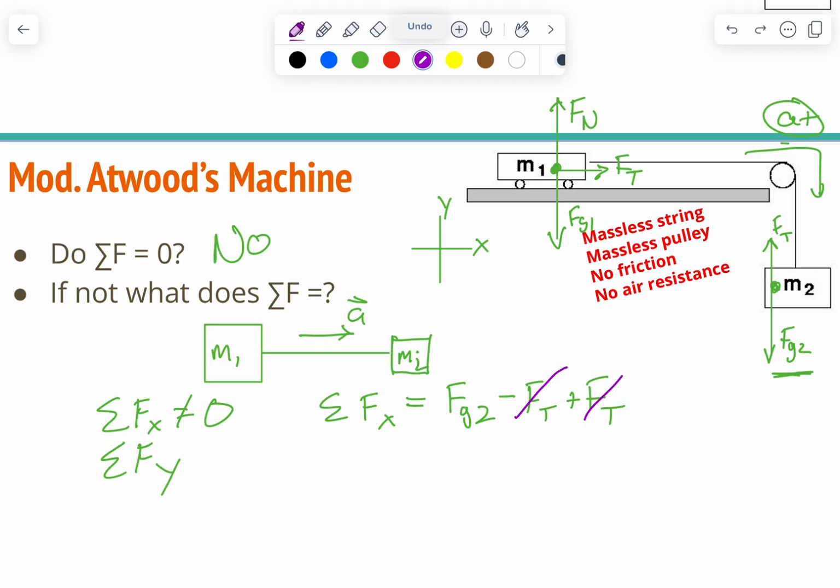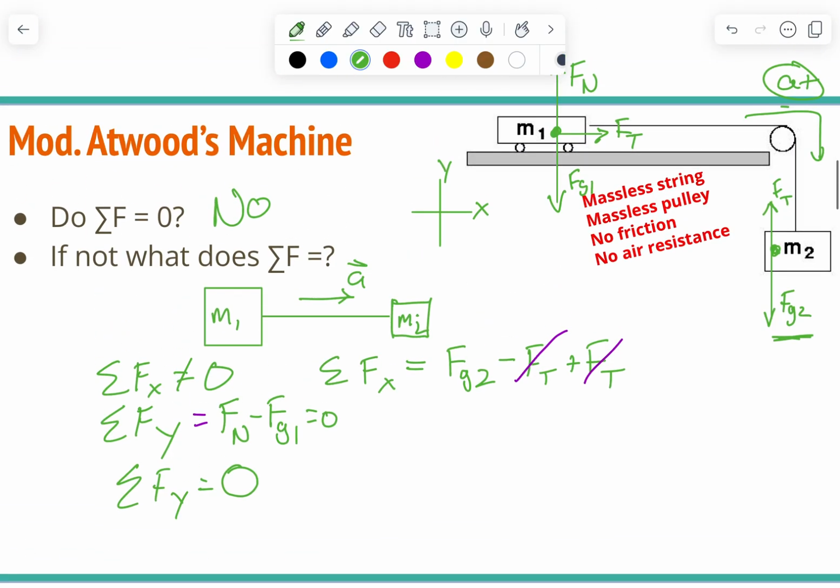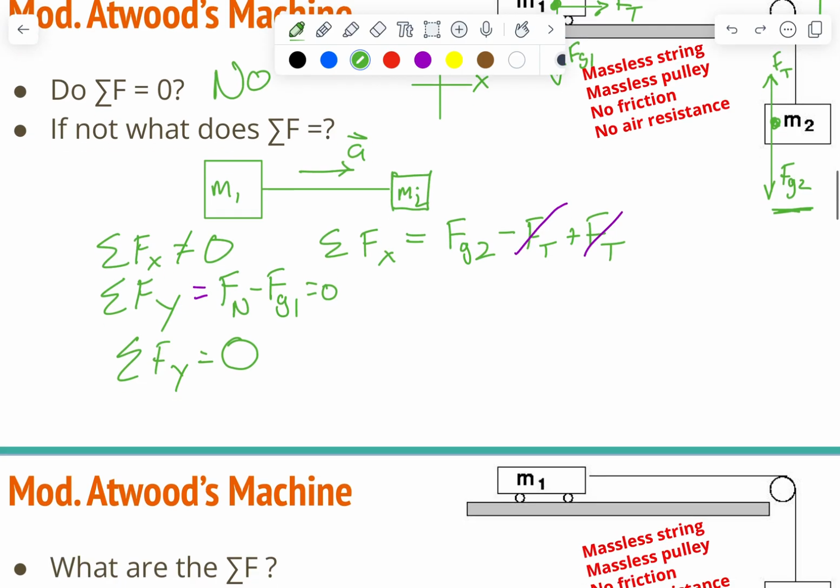So this force of gravity on M1 is not accelerating it. If we cut that tension, it would just be sitting there. But now I've got just this Fg2 accelerating it. Okay? Sum of all forces in the y direction, that's going to be equal to Fn minus Fg1, which are equal, so that's going to be equal to 0. So actually the sum of all forces in the y direction are equal to 0. So the only force that I need to worry about is this Fg2. That's the only force that's accelerating the system.